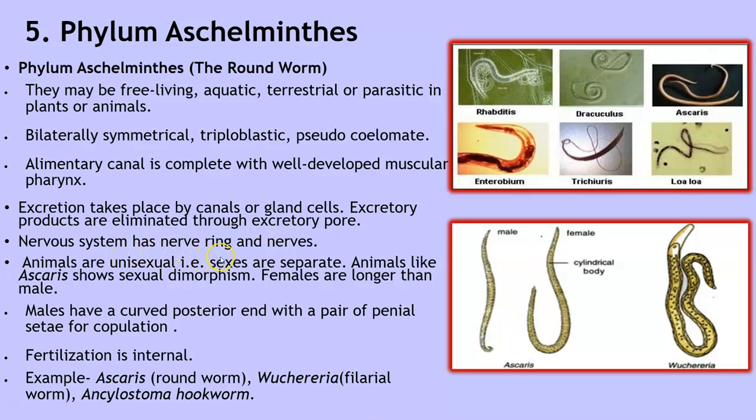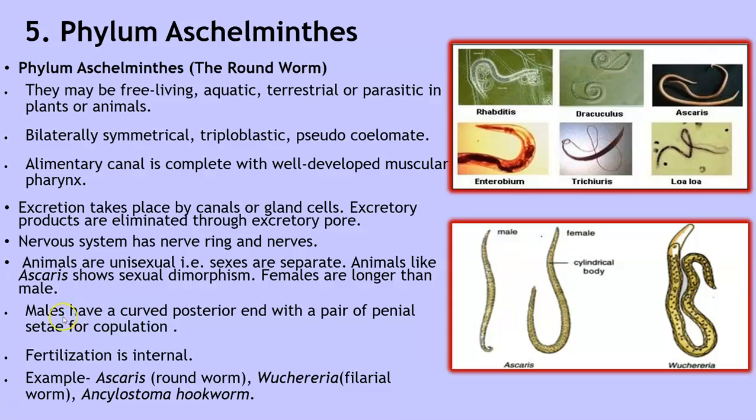Nervous system has a nerve ring and nerves. So from the phyla that we have seen so far, this is the first phylum that we have come across having some elements of the nervous system. Animals are unisexual, that is, the sexes are now separate. Animals like Ascaris show sexual dimorphism, that is, females are longer than the males. Sexual dimorphism is a phenomenon where there is morphological dissimilarity in the male and the female, which helps you to identify the male and the female animal.